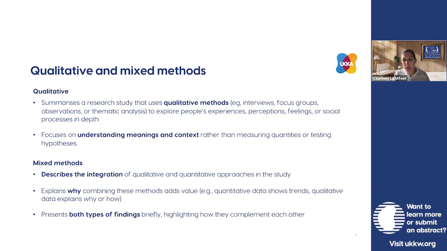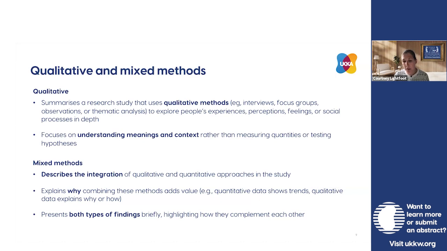So for a qualitative abstract, we're summarising a research study that uses qualitative methods, whether this is interviews, focus groups, observations. It generally tends to explore people's experiences, perceptions, feelings, or social processes in depth. It focuses on understanding meanings and context rather than measuring quantities or testing hypotheses.